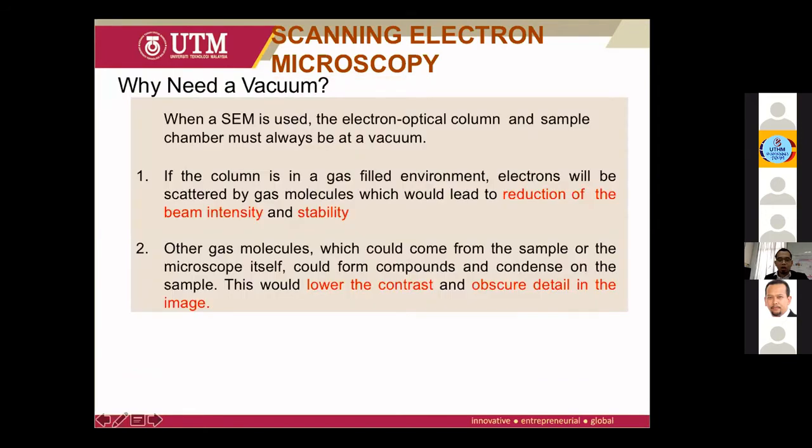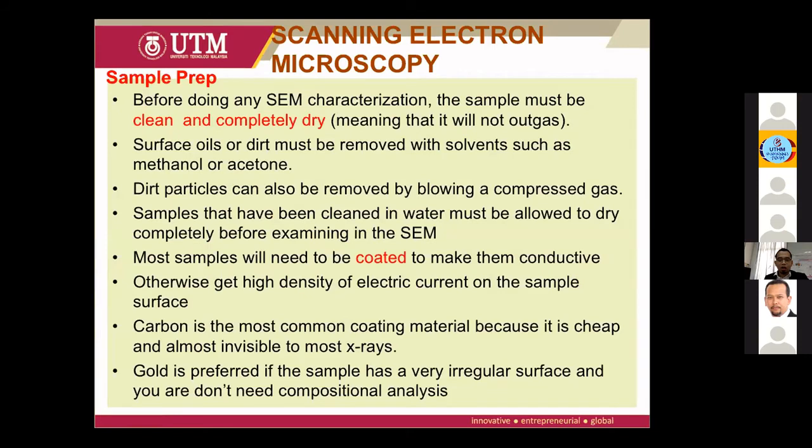But SEM requires the sample to be used in a vacuum. This is to reduce any interference based on the beam intensity and the stability. Or else, if there is any gas molecule in the system, you will have a lower contrast, and in the end, it is going to be difficult to distinguish the image formed. To overcome this, you need good sample preparation. Based on my experience, students usually have a really tough time in the preparation part. If you don't have a good preparation, you are going to have not only a blurred image but a highly agglomerated one. That's why sample preparation is also important.